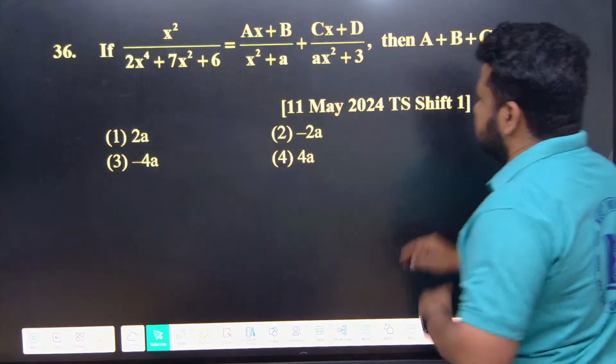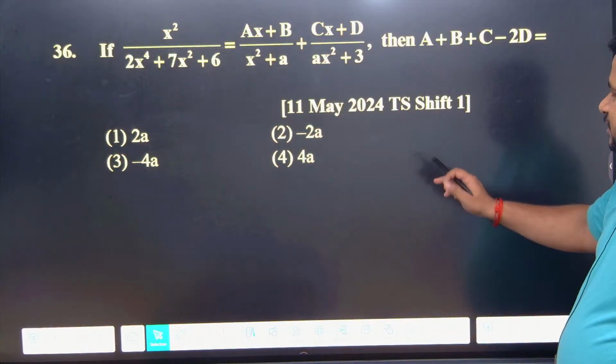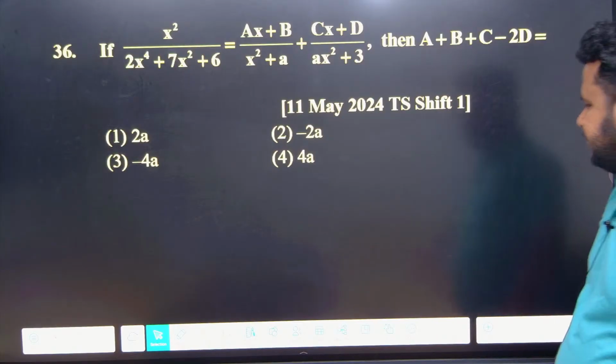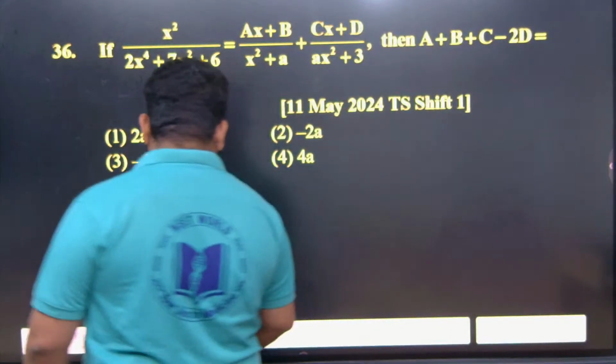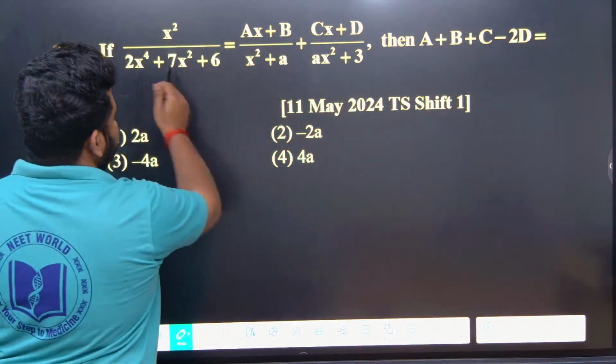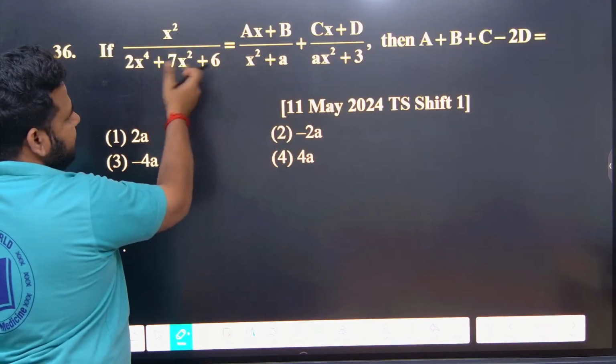Okay, so we were solving this question, we have to solve this question, right? Let me start from the beginning. This question is from 2024 TS, 11th May. They asked this question, a very important question because some important concepts are involved. So see here. First of all, in this question, x square by something is given, ax plus b, cx plus d. By looking at this, a biquadratic is given.